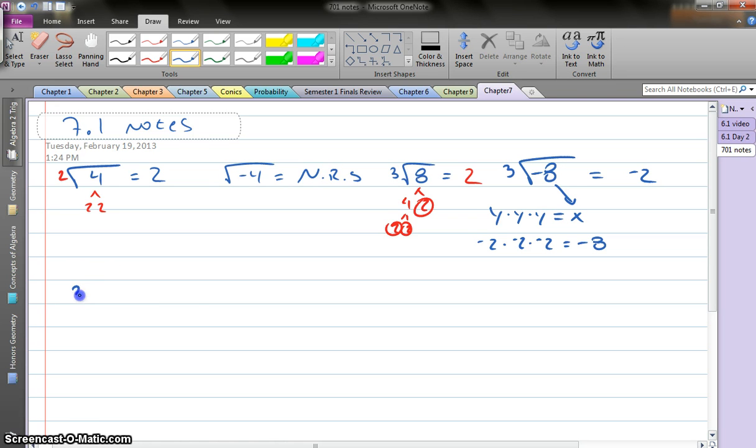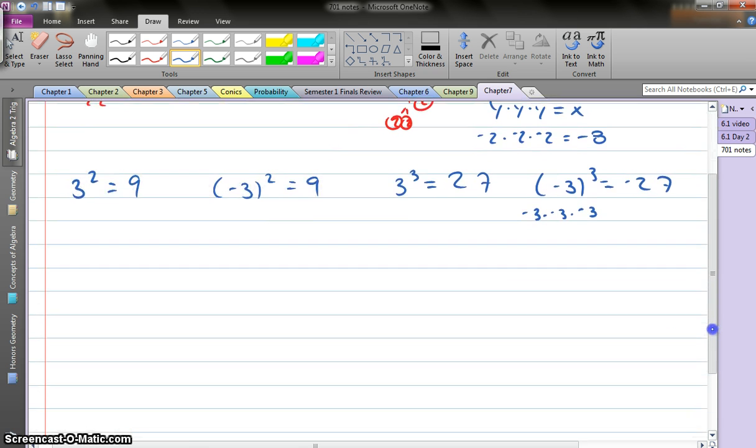All right, so let's look at some others. 3 squared is 9. So the square root of 9 is 3. It goes either way. Negative 3 squared is positive 9. 3 to the third is 27. Therefore, the cubed root of 27 is 3. And negative 3 to the third is negative 27, because it would be negative 3 times negative 3 times negative 3. All right, just some properties that I'm going to reference throughout the lesson that we need to be familiar with.